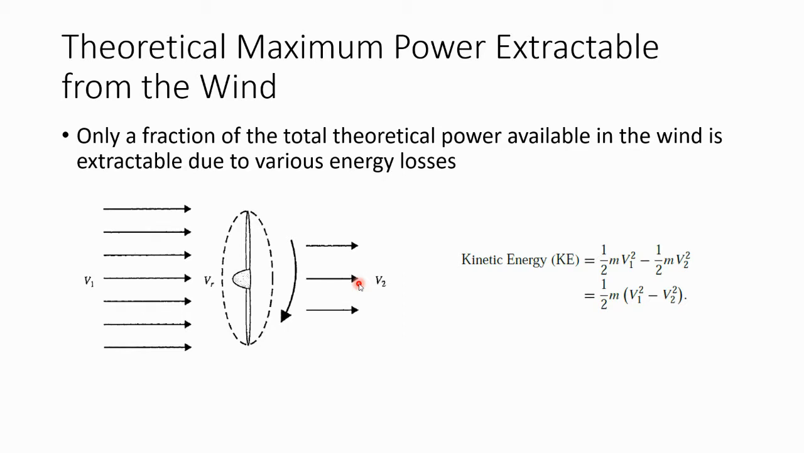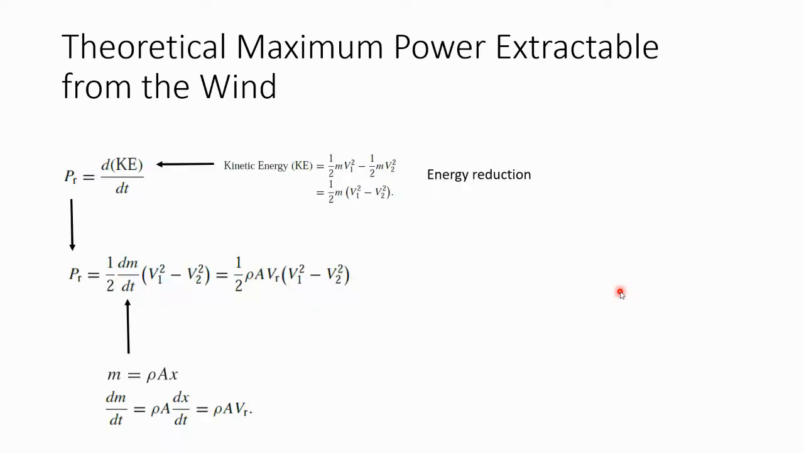Therefore, the kinetic energy would reduce as well according to such. Where we can say that the kinetic energy before entering the wind turbine is larger than the kinetic energy exiting the wind turbine. So we can take the difference between them, and then we can determine what is the kinetic energy that has been lost.